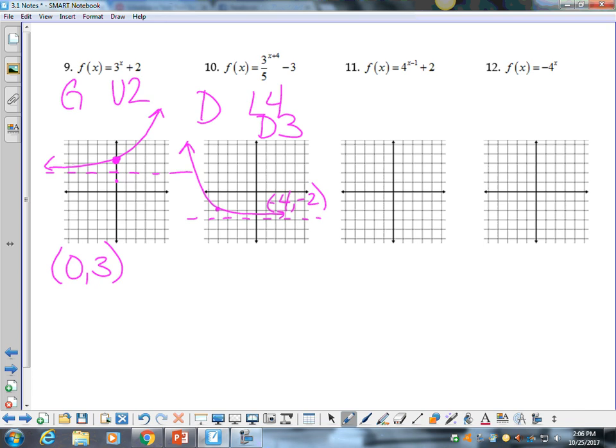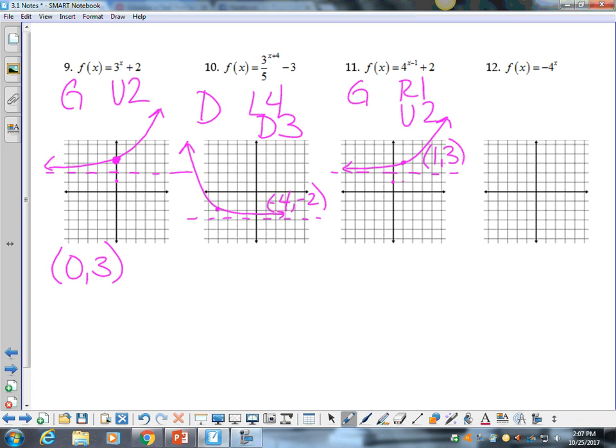Okay, try 11 on your own, but then stop. Don't go on to number 12 because he does something different. So just do number 11. I'm at 1, 3. Yeah? Okay, number 12.